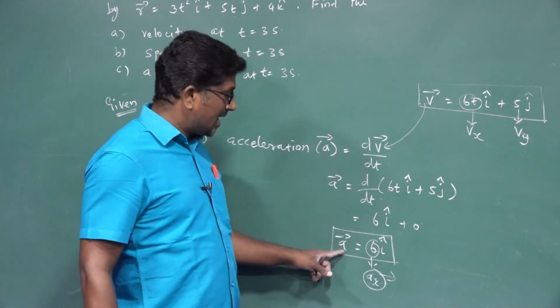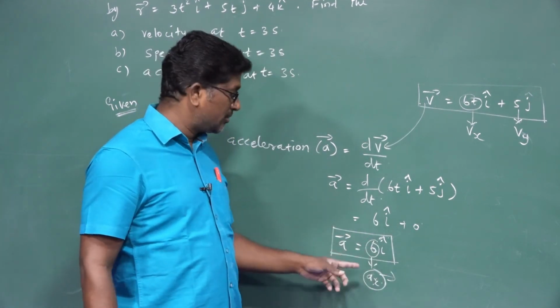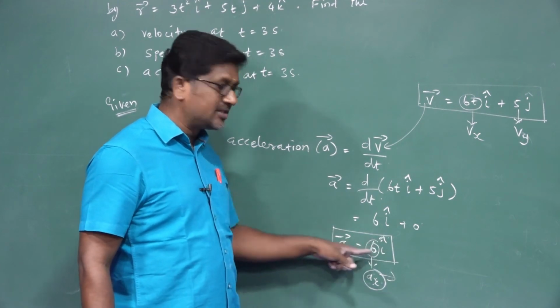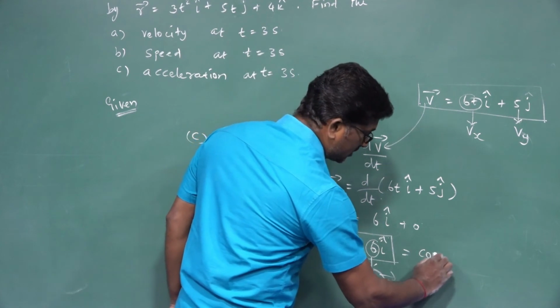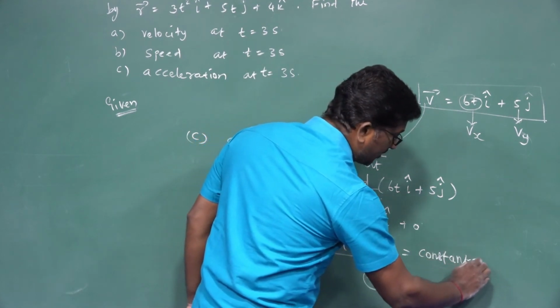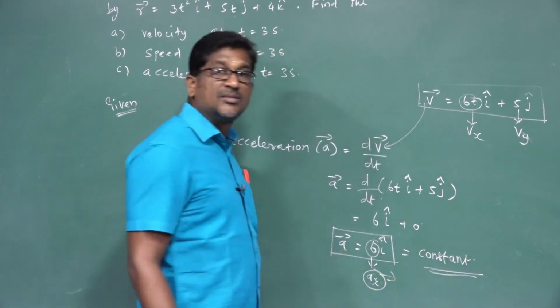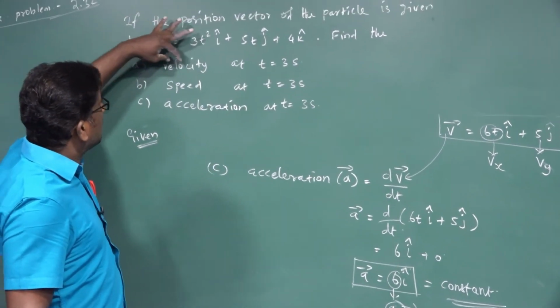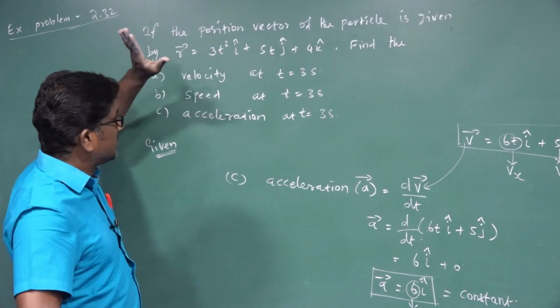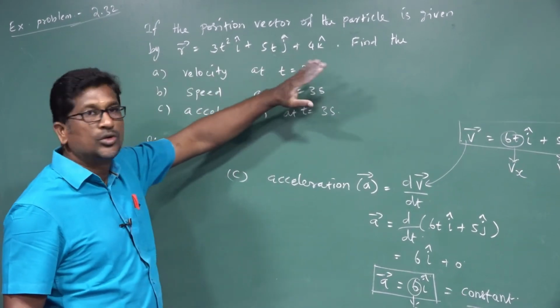So here the acceleration remains constant because there is no time factor in this equation. So the acceleration of the particle is constant. It does not depend on time. So this is a simple problem. Only the position vector is given. From this, velocity, speed and acceleration should be calculated at a time t equal to 3 seconds.